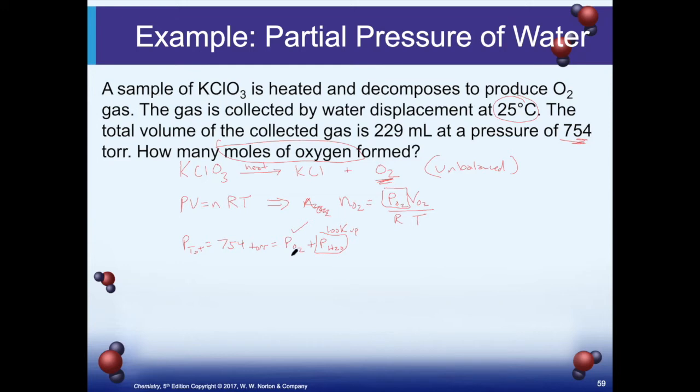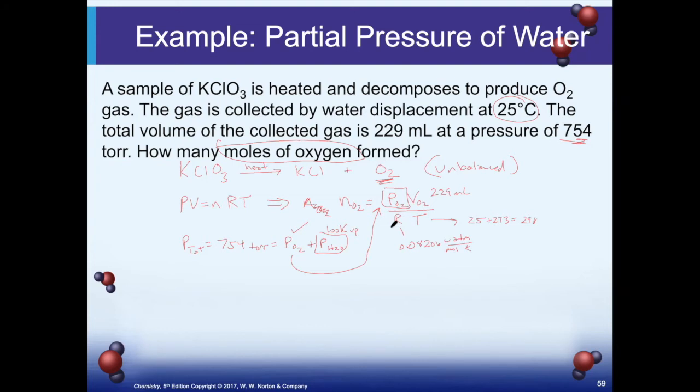And so once you get the pressure of the oxygen, you plug it into the equation there. The volume is the 229 mL. R, we know, 0.08206 liter atmospheres per mole Kelvin. And then the temperature, we just need to convert that into Kelvin. So you got the 25 plus 273, and so that equals 298. Okay, so that's the procedure that we're going to go through to solve this problem.